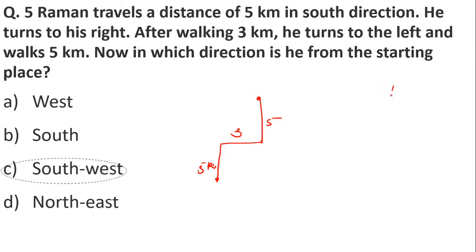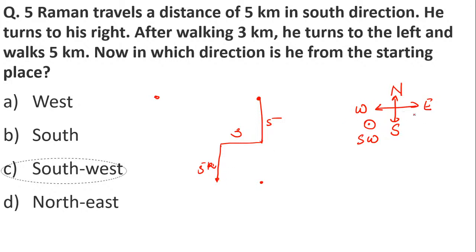If you look at the compass, north, south, east, west, if a person is this side, we will call him what? He is somewhere between south and west, so we will call this direction southwest. In which direction is he from the starting place? We are calculating from here. So he is definitely southwest. He is not south, because south will be this side. He is not west. West will be this side. He is southwest, between south and west. That is why C is the right answer.